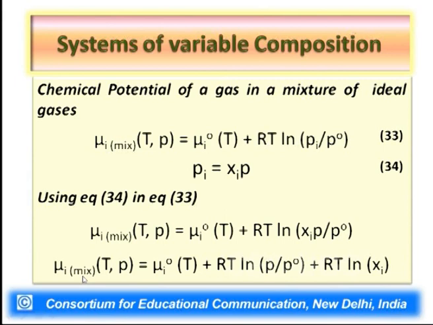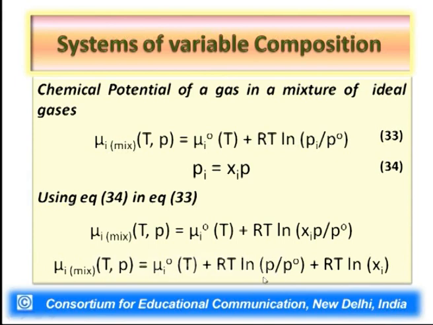So mu i mix T, P equal to mu i standard T plus RT ln. Now it is like log of A into B equals log of A plus log of B. So RT being a common multiplication factor for both, RT ln P by P standard plus RT ln Xi. Now it is important to note that the ith gas, whether present in pure state or in a mixture, its standard chemical potential will be the same value, mu i standard T plus RT ln P by P standard.